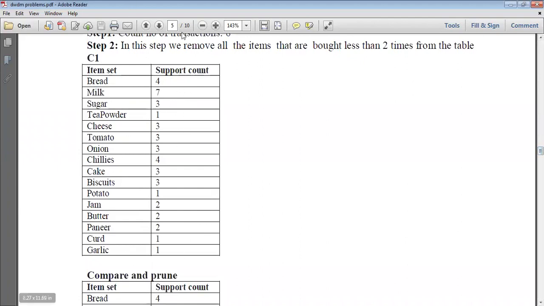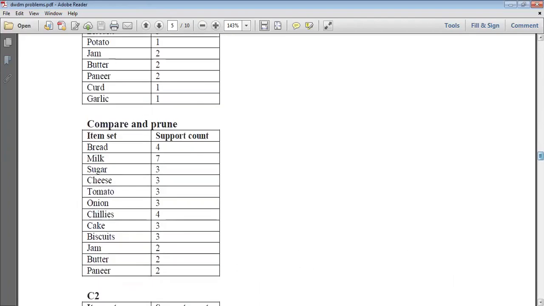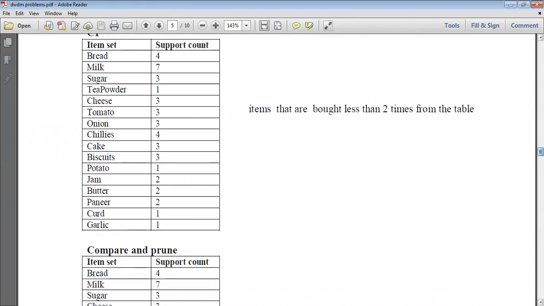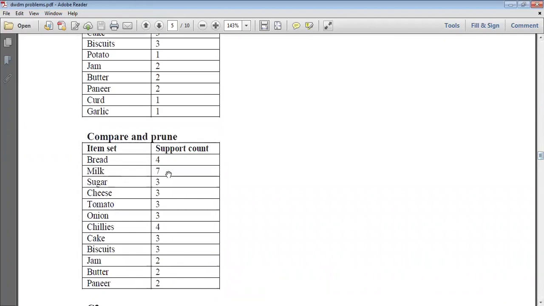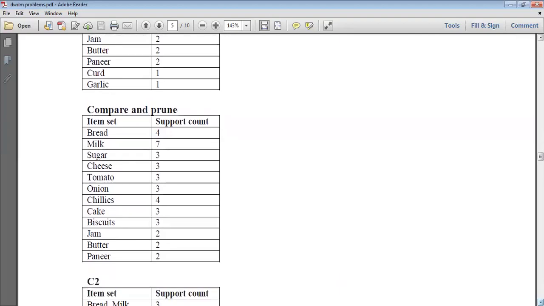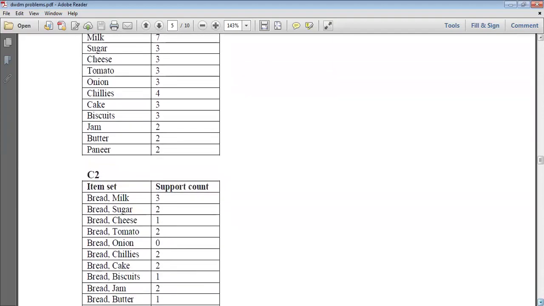Now you have to compare, which is the pruning step. Where the count is less than 2, you have to remove those items. Bread is 4 times, milk is 7 times, sugar is purchased 3 times, then cheese, tomato, onion, chilies, cake, biscuits, jam, butter, paneer. So these are the items purchased at least 2 times. Which items are less than 2? Those items you have to remove here. So this is the first candidate generation, and next is candidate generation 2.